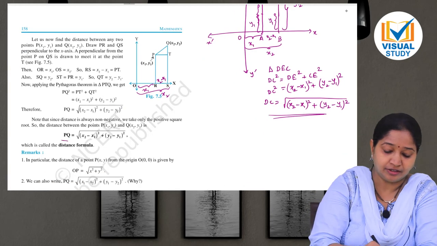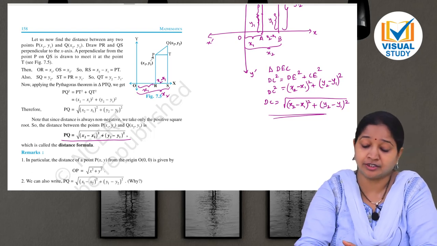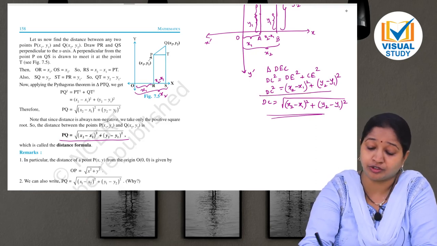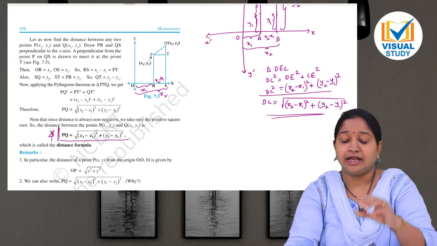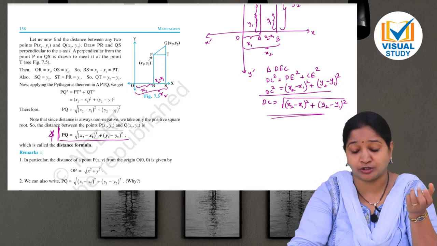They have given us here PQ equal to this. If you don't want to write a square root, you can write the square; or if you want to write the square root, you can write it this way also. So this is your distance formula: x2 minus x1 whole square plus y2 minus y1 whole square.